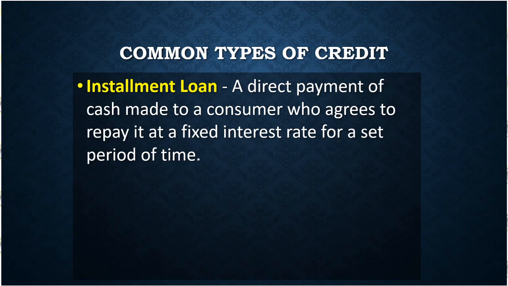The next type of credit is called an installment loan. An installment loan is a direct payment of cash to you, the borrower, and then you agree to pay it back later at a fixed interest rate for a set period of time. Now, with an installment loan, your payments are generally set. You know when you sign that loan paper how much your monthly payment is going to be and how long you're going to be paying it.